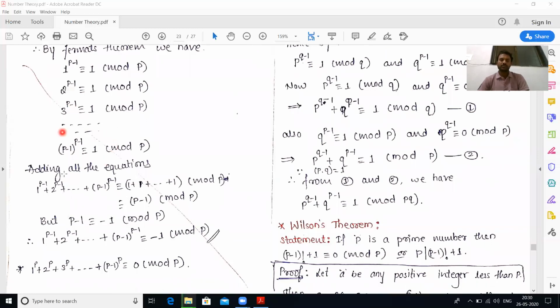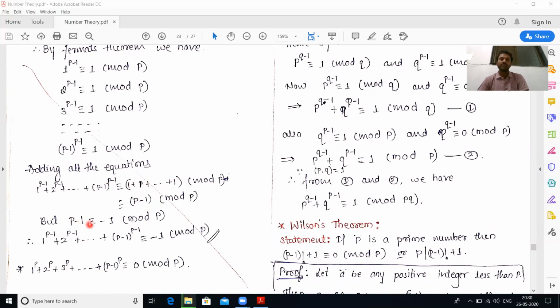Now adding all these congruences, we get on the left side 1 raised to p-1 plus 2 raised to p-1 plus 3 raised to p-1 and so on, plus (p-1) raised to p-1, which is congruent to the right side 1 plus 1 plus 1, added p-1 times, that is p-1 mod p.